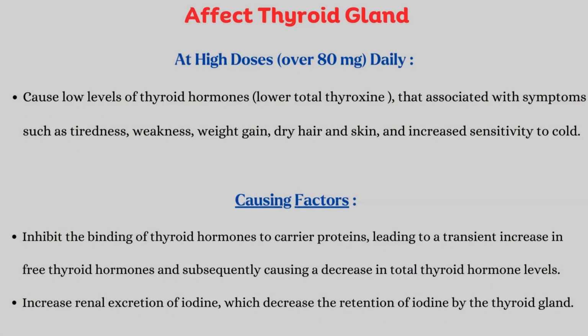Causing factors: they inhibit the binding of thyroid hormones to carrier proteins, leading to a transient increase in free thyroid hormones and subsequently causing a decrease in total thyroid hormone levels. They also increase renal excretion of iodine, which decreases the retention of iodine.